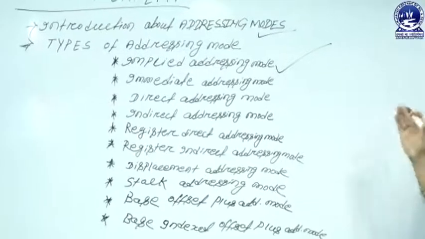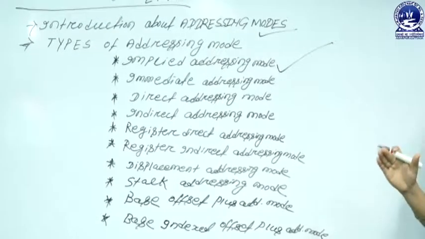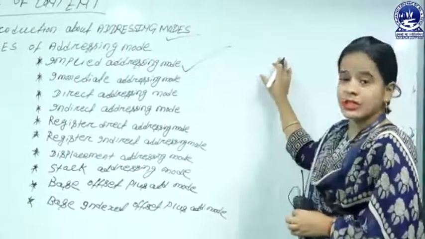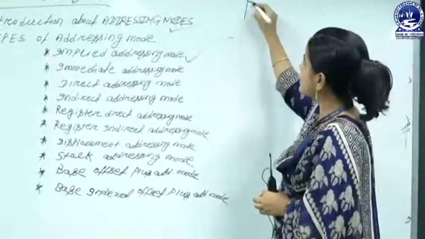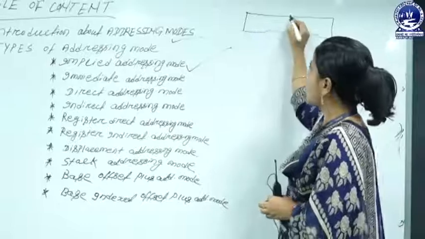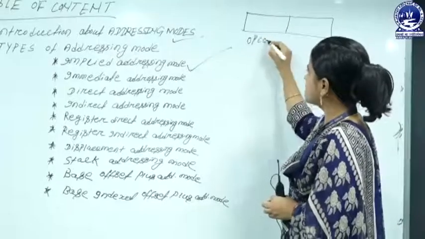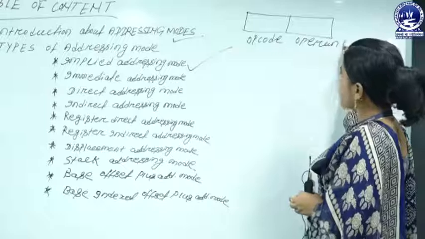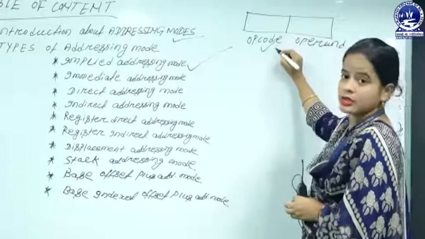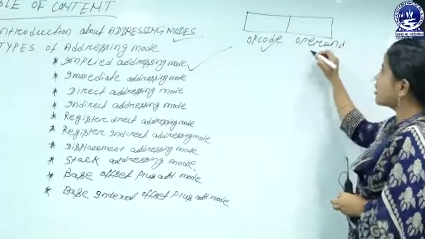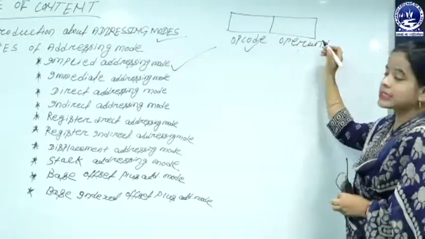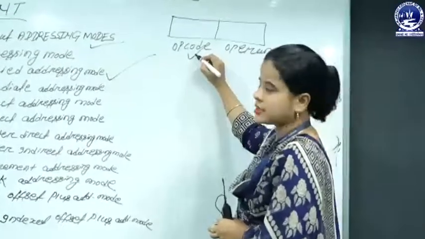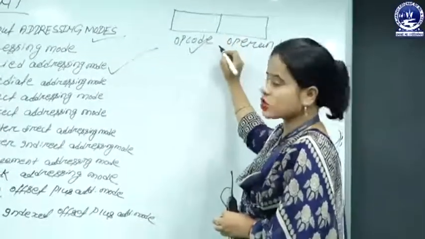As we know from the previous class on instruction set architectures, an instruction always consists of two parts. One is the opcode, and the second one is the operand. The opcode specifies the operation code or the instruction, and the operand specifies the raw data value on which the opcode operates. That is what we call an instruction.